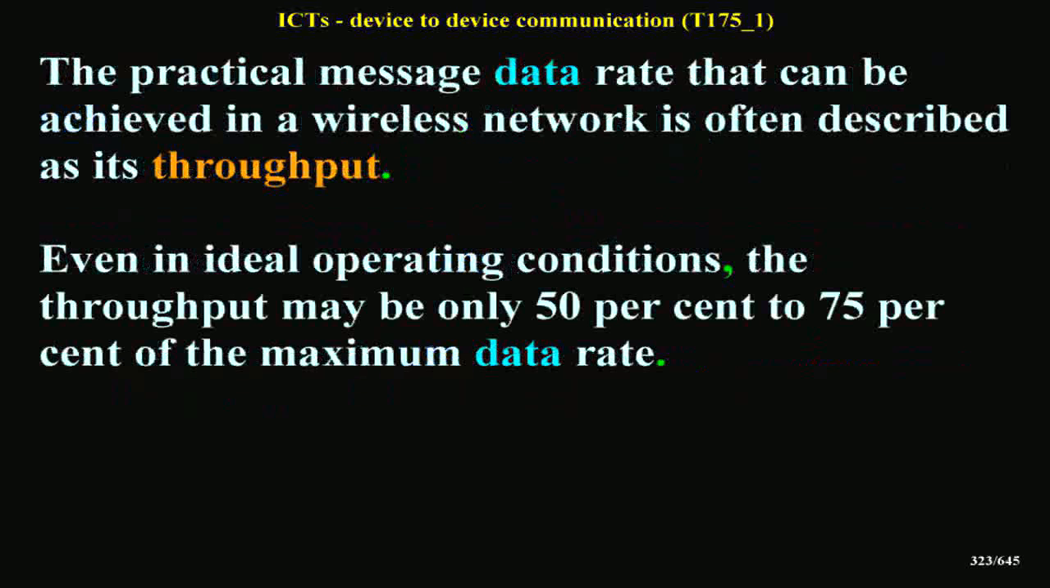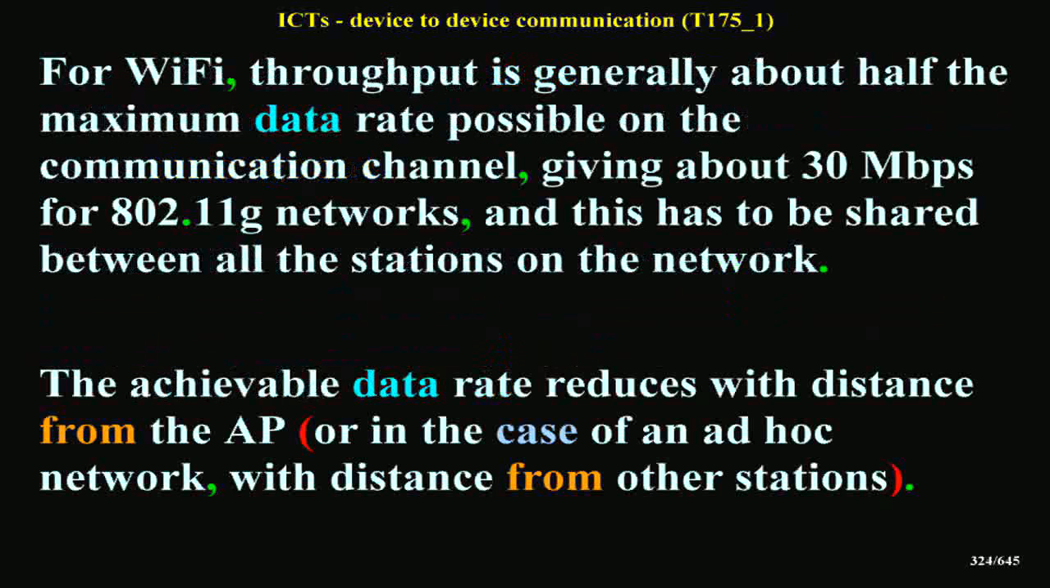The practical message data rate that can be achieved in a wireless network is often described as its throughput. Even in ideal operating conditions, the throughput may be only 50% to 75% of the maximum data rate. For Wi-Fi, throughput is generally about half the maximum data rate possible on the communication channel, giving about 30 Mbps for 802.11g networks, and this has to be shared between all the stations on the network.